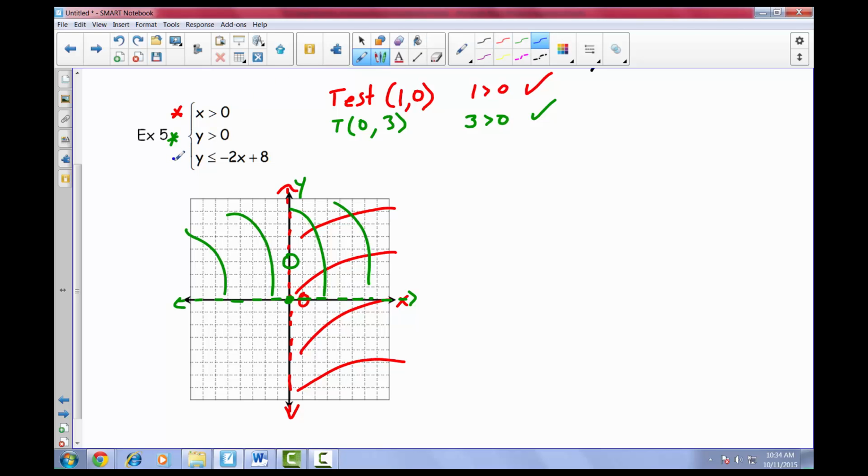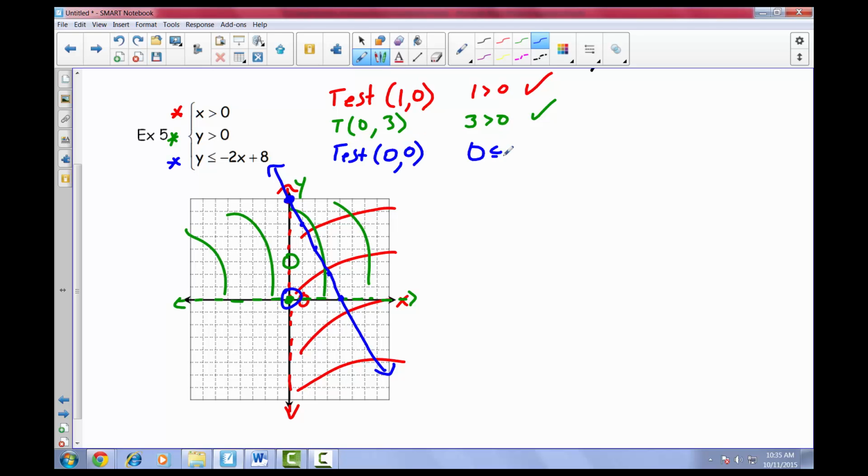Now we have this third inequality that we have to graph. We notice it's in y equals mx plus b type form, so we're going to plot our y-intercept, 0, 8, and then use our slope of -2, so down 2 over 1, down 2 over 1. We also notice that we have a solid bar underneath, so we're going to have a solid line. Testing a number, we notice that the origin is clearly below that line, so we can use the origin there.